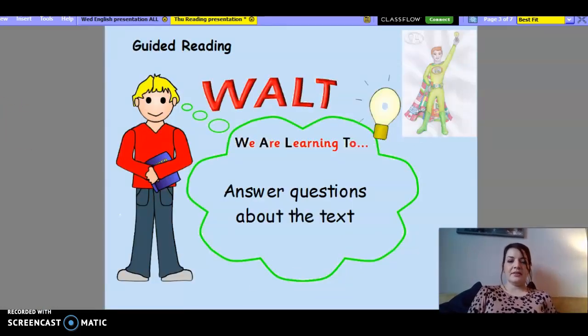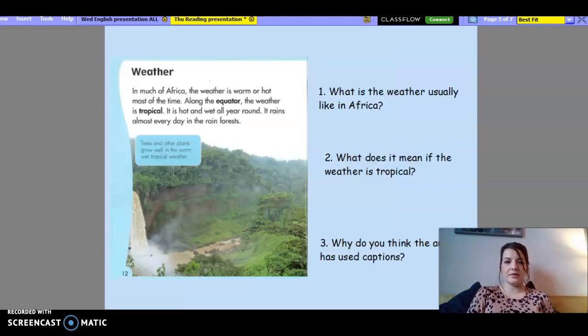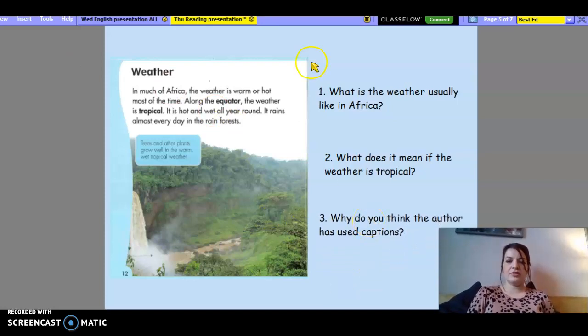And today we are learning to answer questions about the text. So we're going to start off by looking at a page of the text together and thinking about some questions together. And then your sheet is reading a different section of the text and answering questions about that. And it's all from the same book, Introducing Africa. So you can see that we have got 3 questions about this page. Now it's up to you where you start. You might decide to start by looking at the questions and then reading the text. I quite like to do that because sometimes I remember what the questions are as I'm reading.